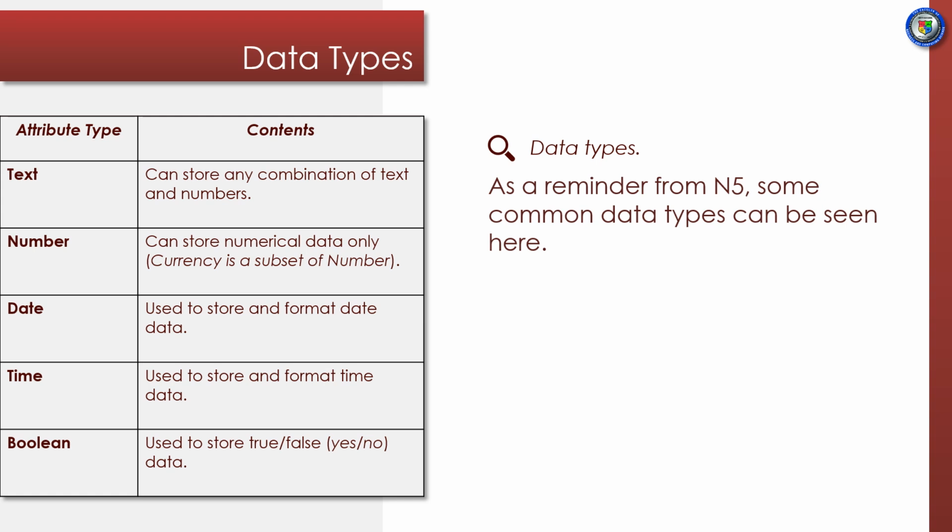So for example, something like currency would be a subset of a number. We have dates, obviously, to store the format of data, and that format can change in a variety of different ways. We have time, and we have boolean, which is a true or false, yes, no, two-state attribute.